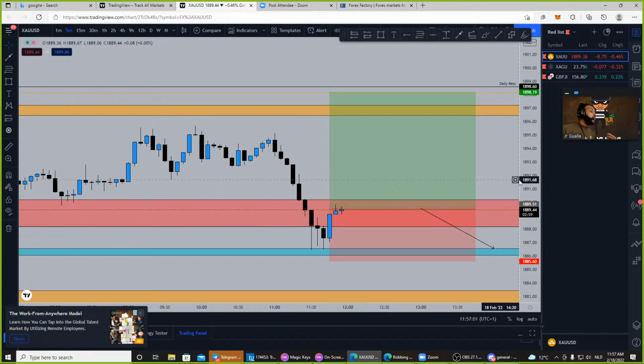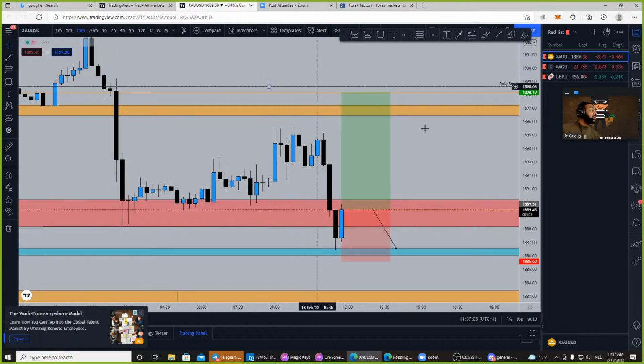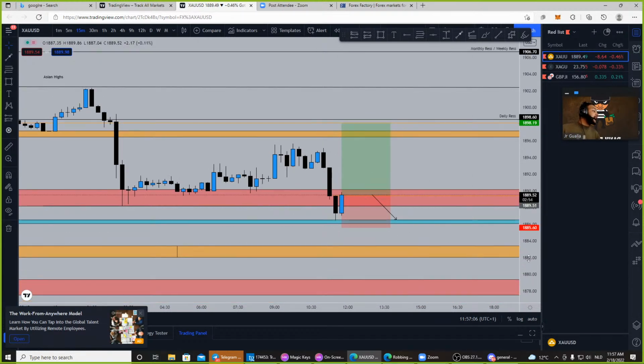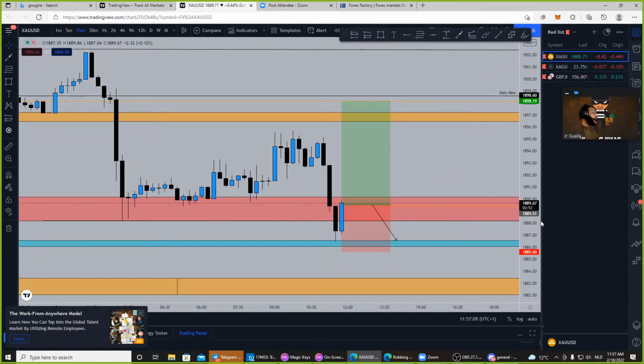But I know we're at my zone. We're at confirmations. Gold's bullish anyway. The 15-minute looks like it's about to close engulfing. I just got in early. You know what I mean?